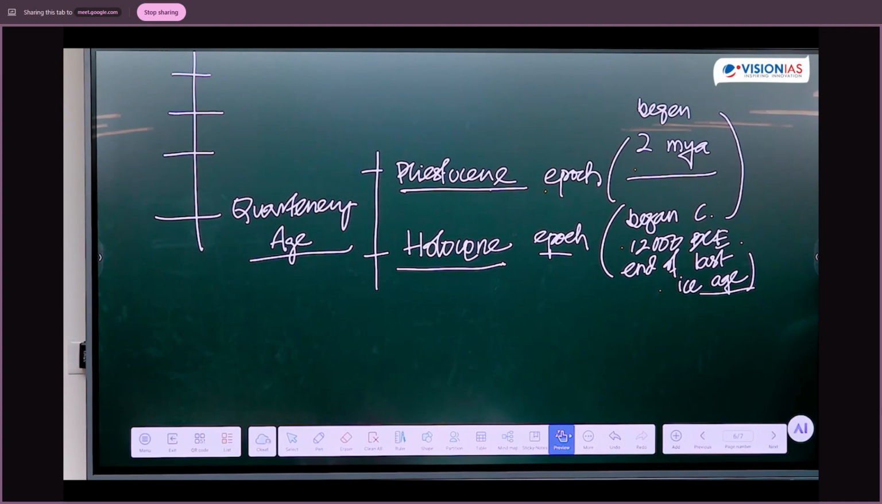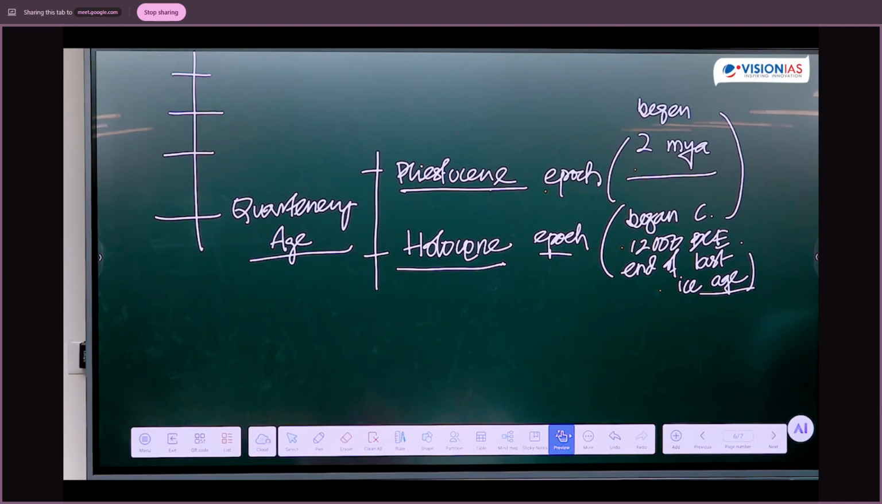What is an epoch? That is a phase classification of ages. Ages are further categorized into epochs. Epoch is a classification of time. Ages are subdivided into epochs.